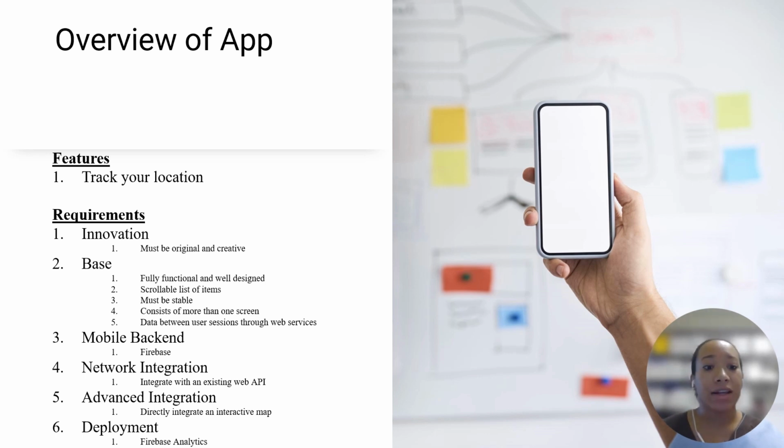For the mobile backend, I have Firebase, so that allows me to read and write the data that's coming in. It gathers the location and puts it in the real-time database, so I'm able to see that on Firebase. For the network integration, I'll go into more details in a later slide, but it is just an integration using an existing web API, so I'm using Expo Location in order to get those web API services. For the advanced integration, I directly integrate using an interactive map, so that is going to Google Maps, where I'll be able to use that interactive map.